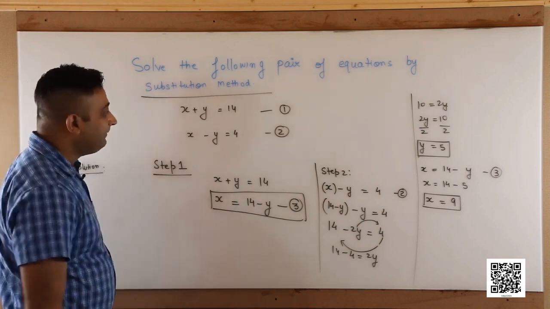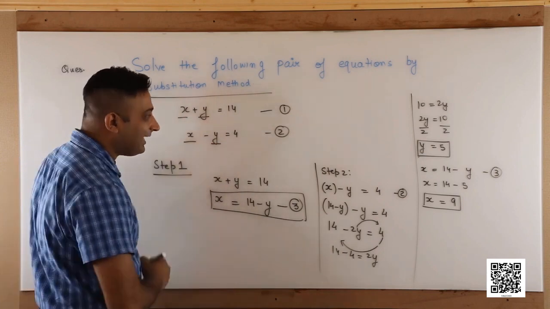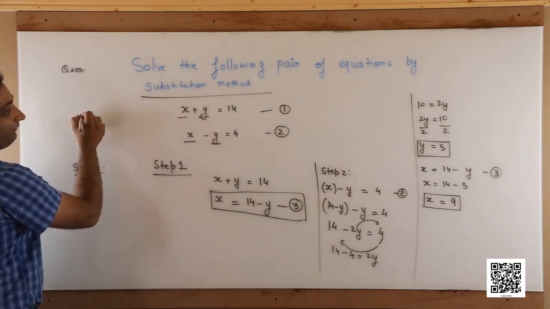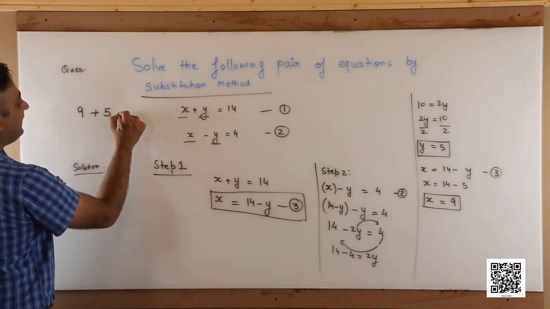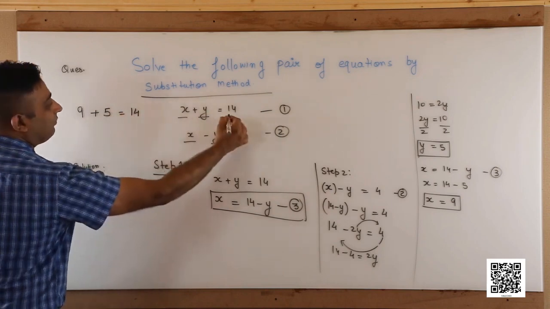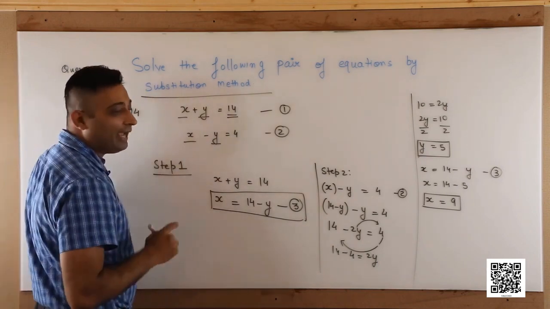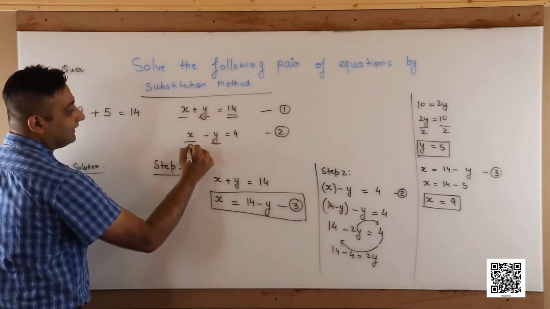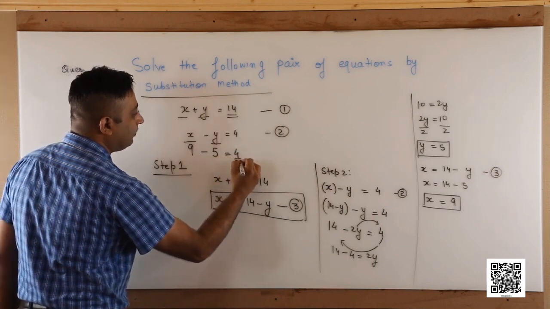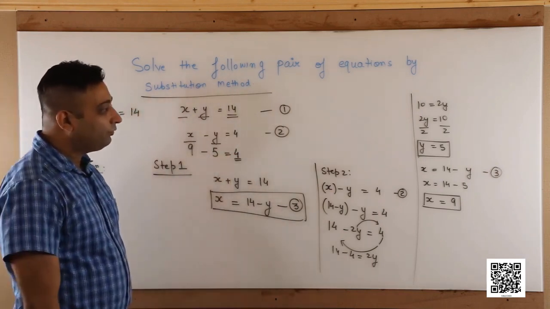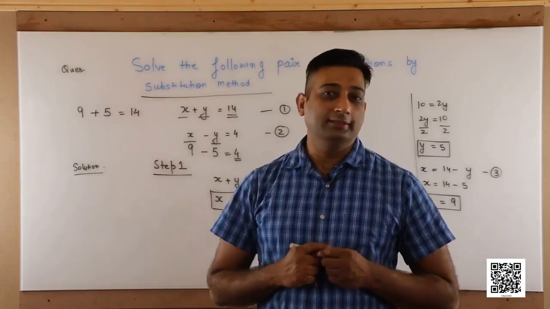We can also verify these values by putting the values of x and y in both the equations. Let us check. In the first equation, if we put x equal to 9 and y equal to 5, we get the left hand side equal to 14, which is equal to the right hand side. Now let us put the values of x and y in equation number 2 and verify. The value of x is 9 and the value of y is 5. We get the answer as 4, which is equal to the right hand side. So we have found the solution of this pair of linear equations in two variables by the substitution method.